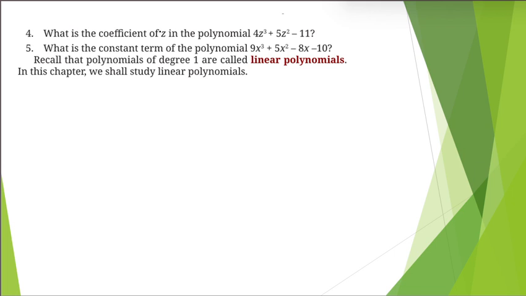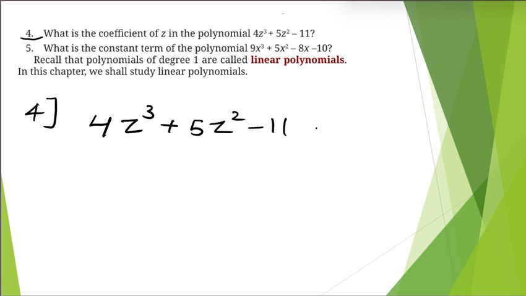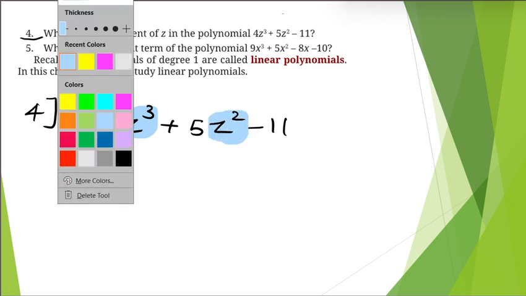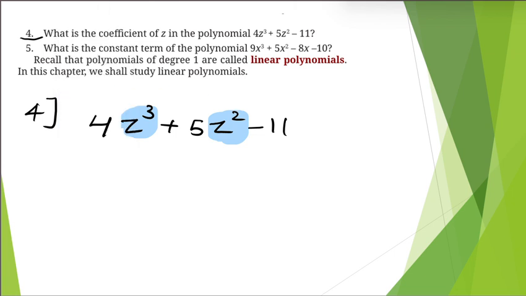Fourth question: what is the coefficient of z in the polynomial 4z cube plus 5z square minus 11? It's a nice question because the term z is not given directly, right? See, 4z cube, 5z square, minus 11. Do you have a term with z? Z cube is here, z square is here, but z is not given directly, right? But we know that z to the power 0 is 1 only.